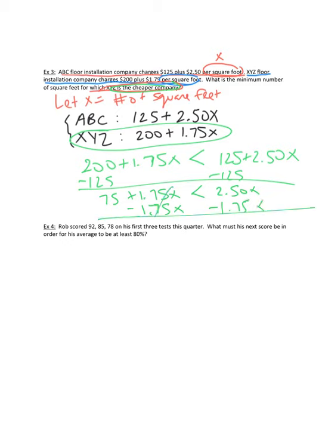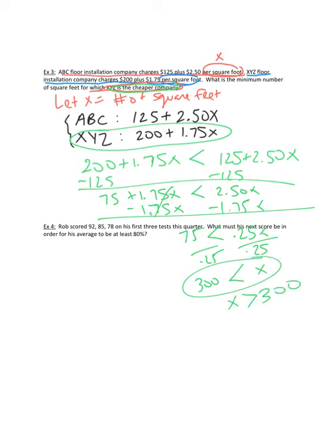I will subtract $1.75x. You could also clear the decimals if you want. This is going to give me 75 is less than 0.25x. Don't lose your decimal point. Be really careful not to lose your decimal point, because that could mess things up. And so when you divide both sides by 0.25, you're going to get x is greater than 75 divided by 0.25, which is 300. We usually like to write it this way, starting with the x: x is more than 300. So if you buy more than 300 square feet, that's when the XYZ company will be cheaper than the ABC company.